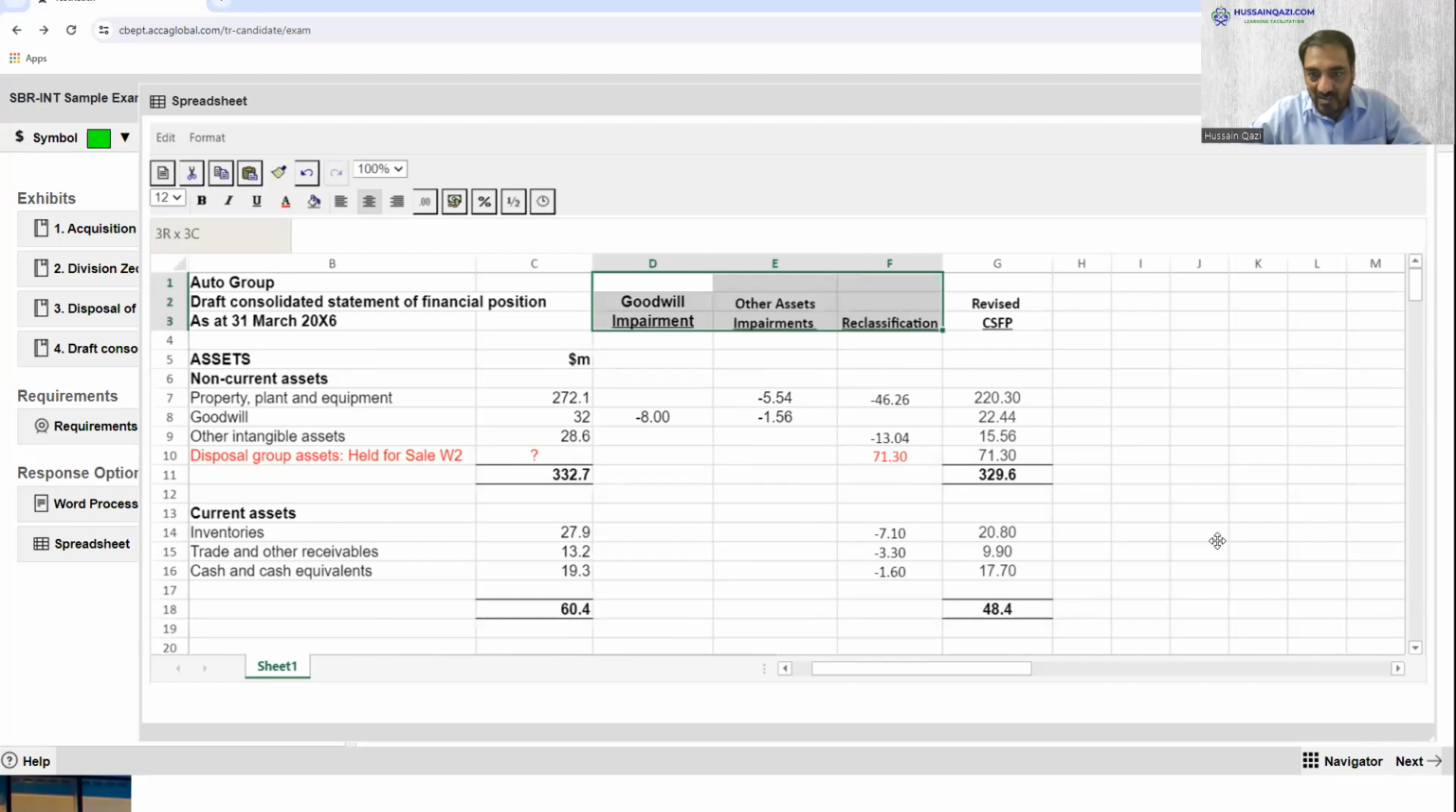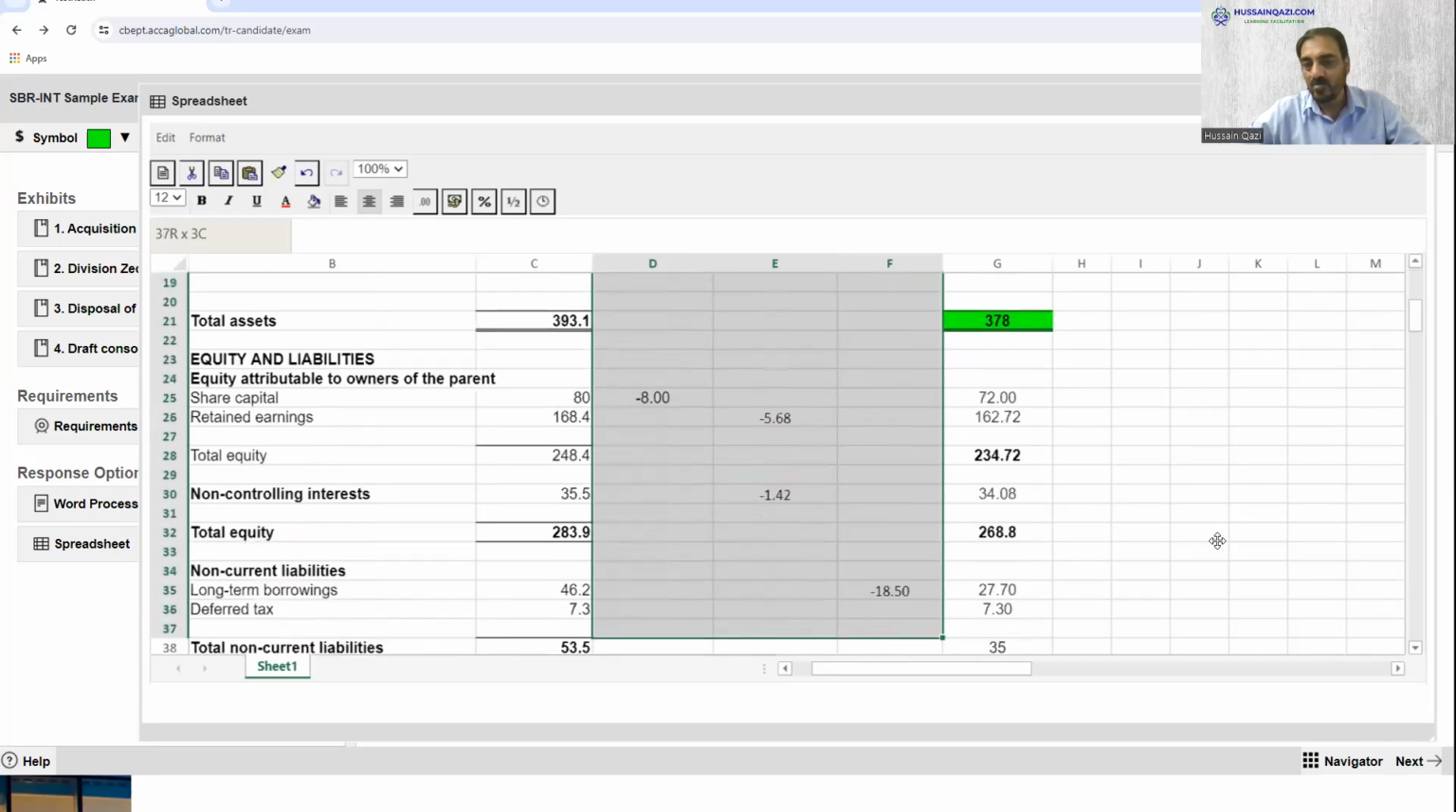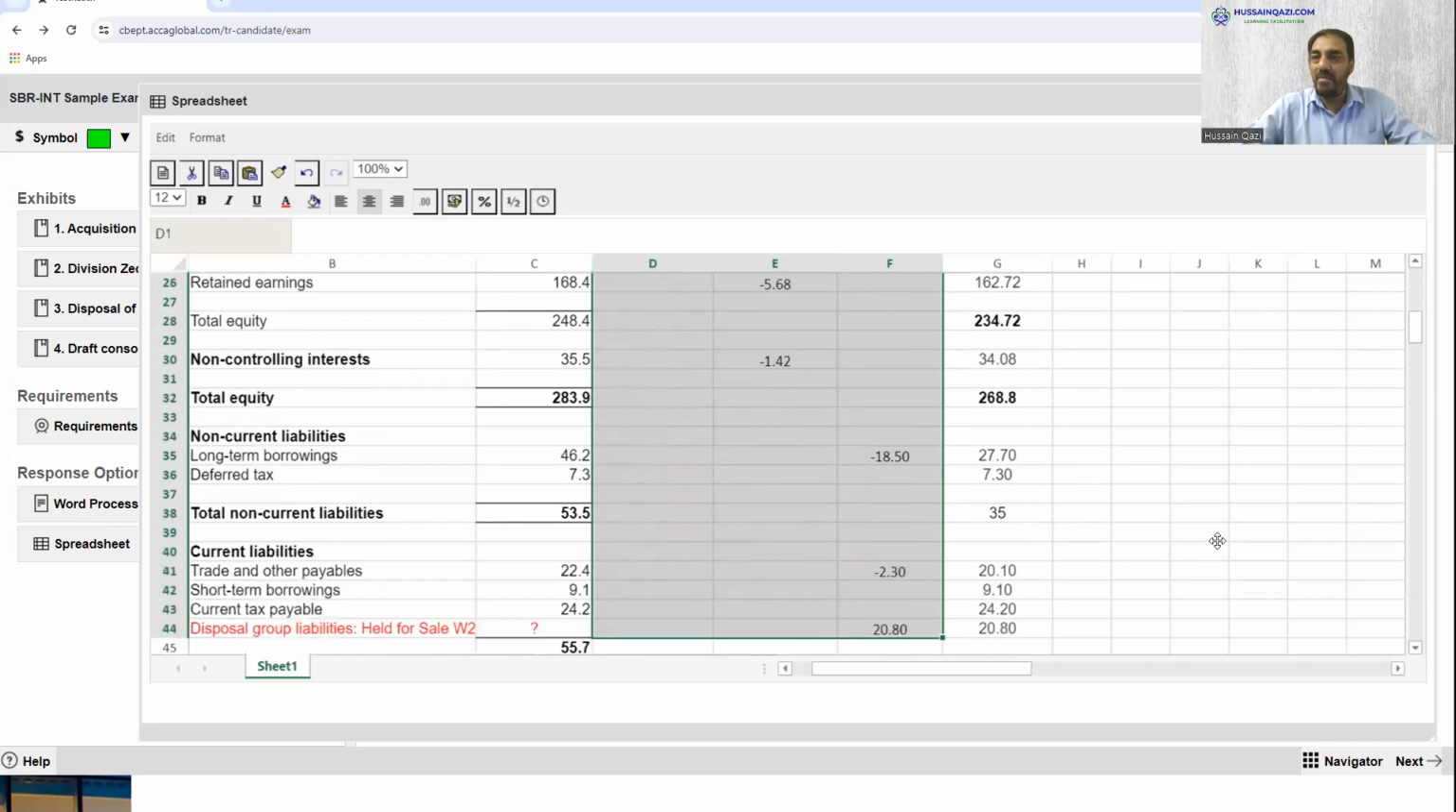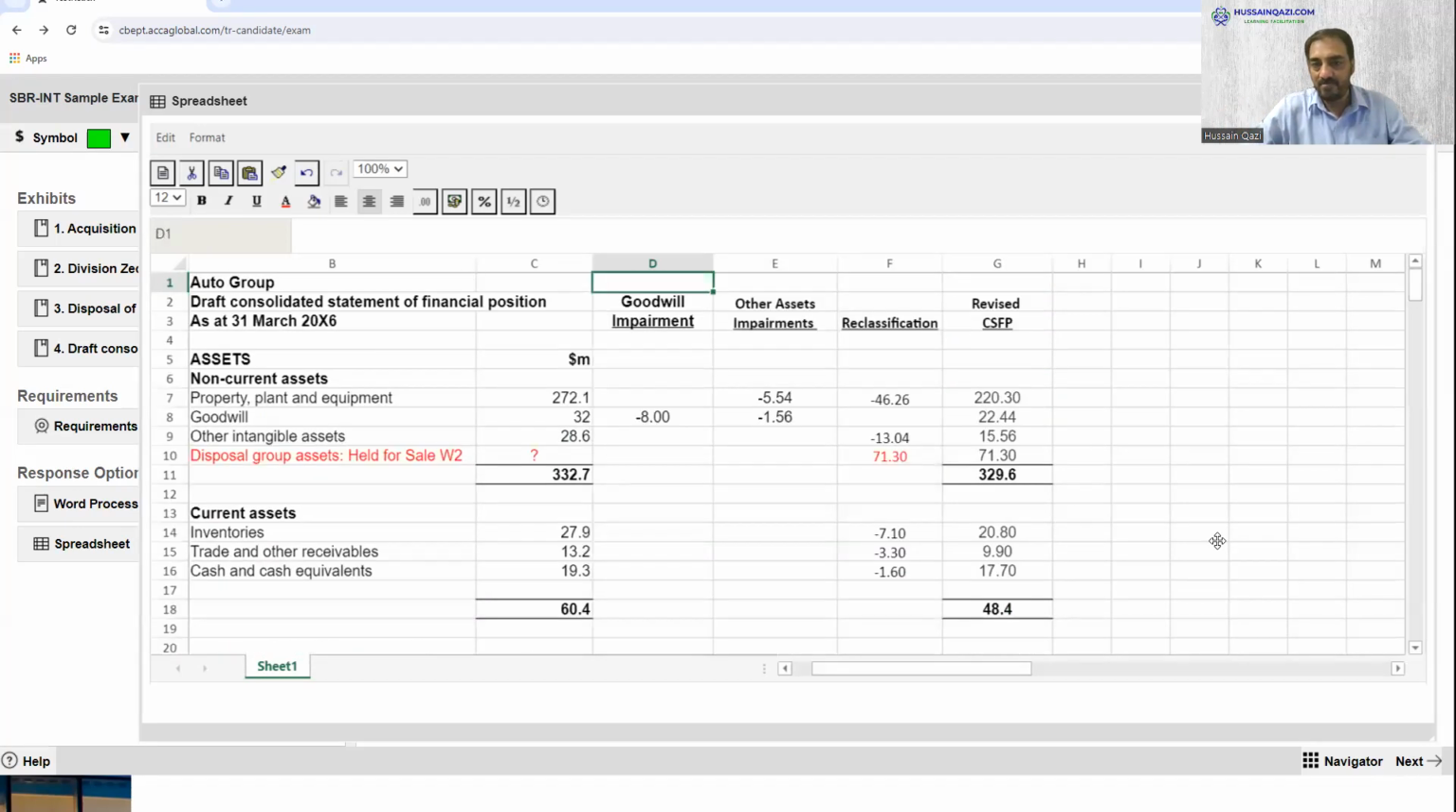So if you have done these workings with the right allocations, you will be able to get 100% marks. There is no requirement in the marking scheme. There are no allocated marks for the revised consolidated balance sheet column, revised consolidated cash flow column, or revised consolidated income statement column. No marks.